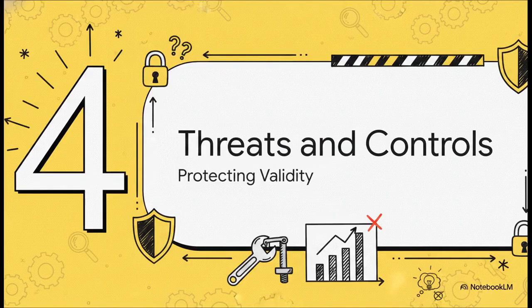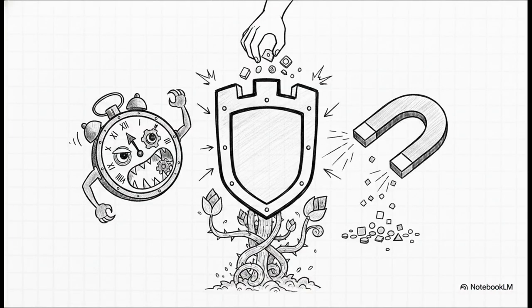Moving on to Section 4. Threats and statistical controls. Let's look at how researchers defend their findings and really stress test these designs against common errors. When we run a study, we are desperate for internal validity, meaning we want to be 100% confident our treatment caused the change and nothing else. But we face some common enemies here.